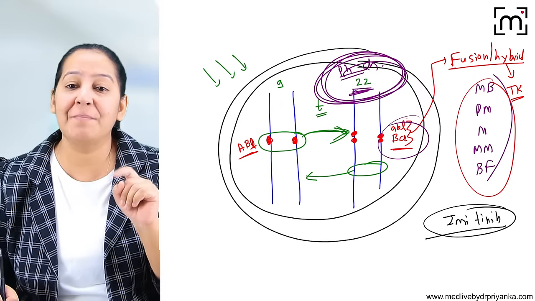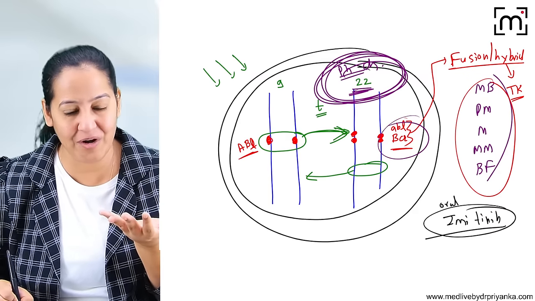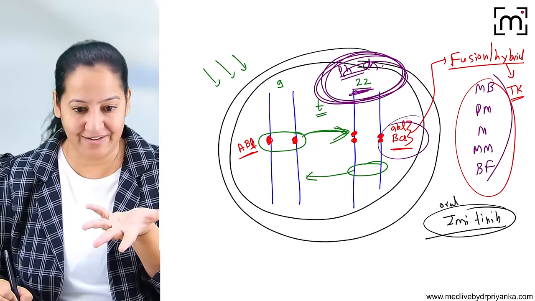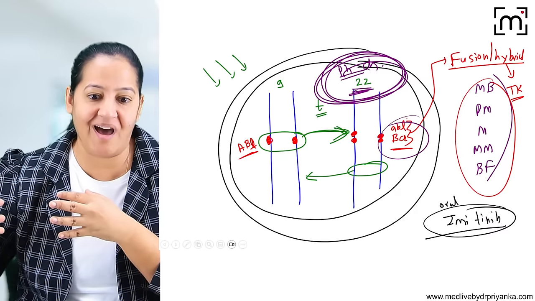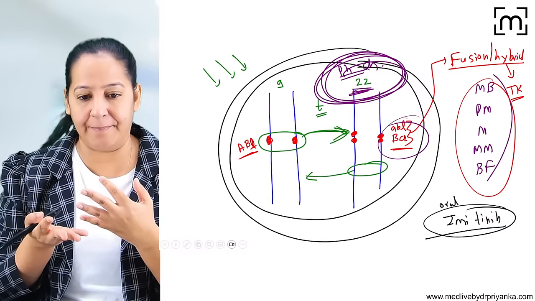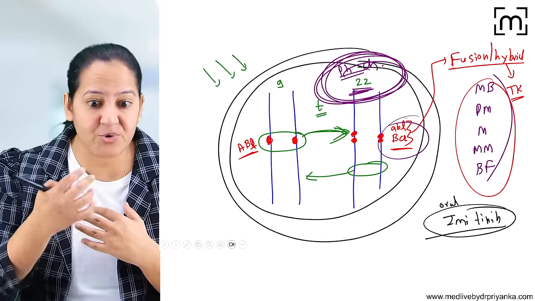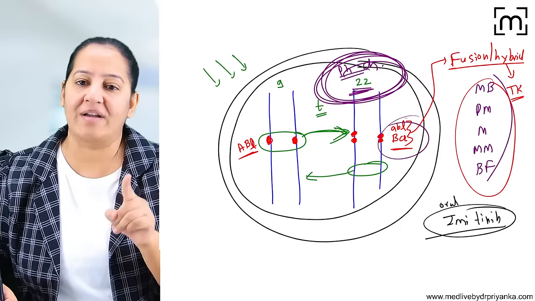So imatinib is the name of the drug. The most important thing is that it's an oral tablet. It is available in oral form, so the patient has to take one tablet daily. The patient doesn't have to be hospitalized, go to the hospital and take long chemotherapy. No. It's chemotherapy only, but the patient will take it in the form of a tablet. Easy to take. The route of administration is easy. So the patient has to take one tablet daily.